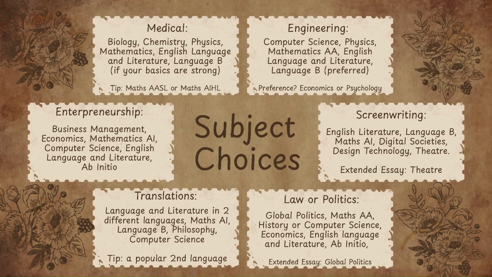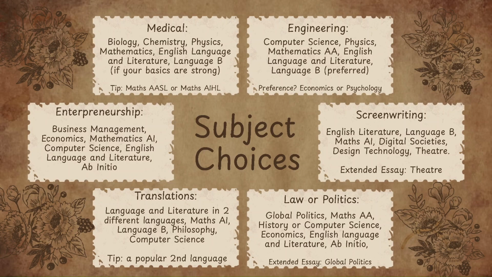Here are some distinct subject choices for an ideal combination. If you are a medical student, then biology, chemistry, physics, maths, English, language and literature, and language B are ideal subject combinations. If you're into engineering, then computer science, physics, maths, analysis and approaches, English, language and literature, and language B are preferred. For the 6th subject in engineering, you can choose either economics or psychology based on command and interest.